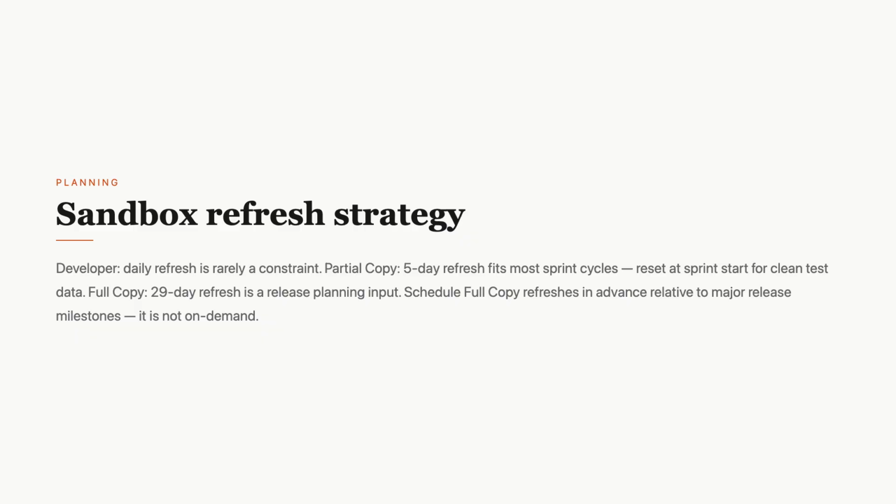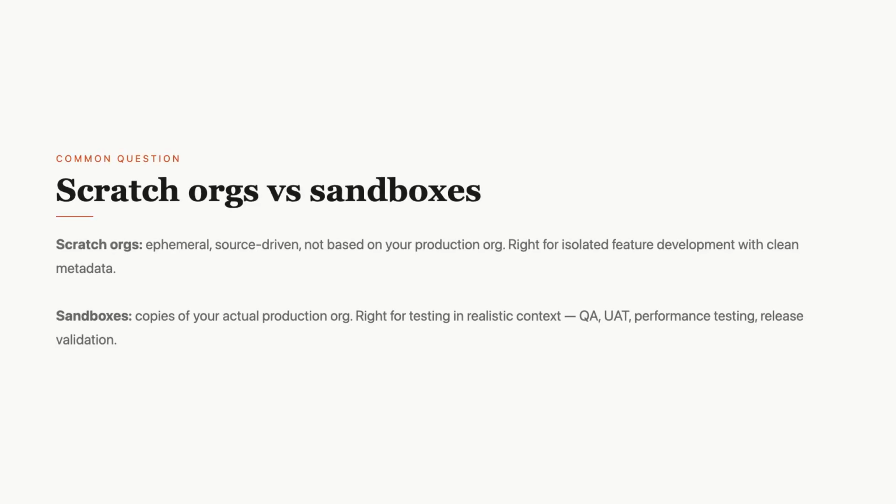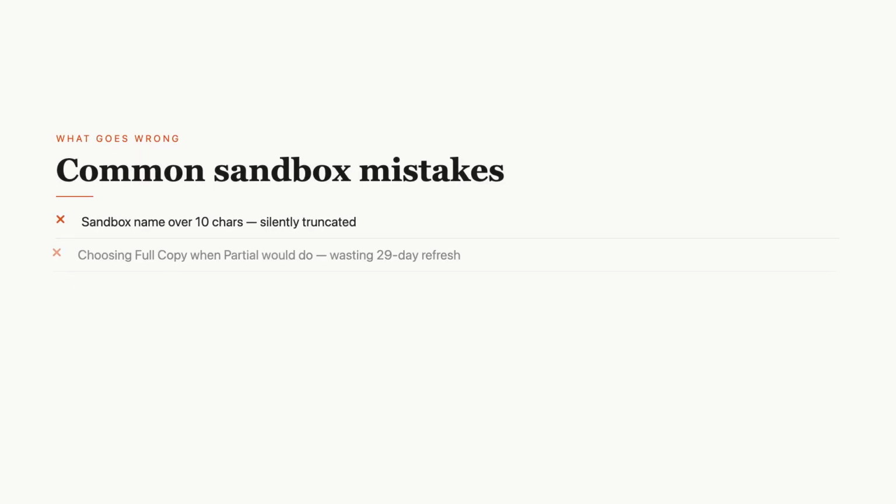Scratch orgs and sandboxes serve different purposes. Scratch orgs are ephemeral developer environments, typically used with SFDX for isolated feature development. They are not based on your production org and do not contain production metadata unless explicitly pushed. Sandboxes are copies of your actual org. They're better for testing in context. Use scratch orgs for clean, isolated development. Use sandboxes for testing in a realistic environment.